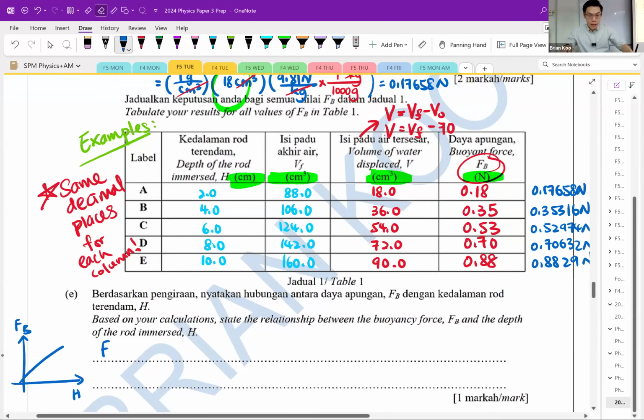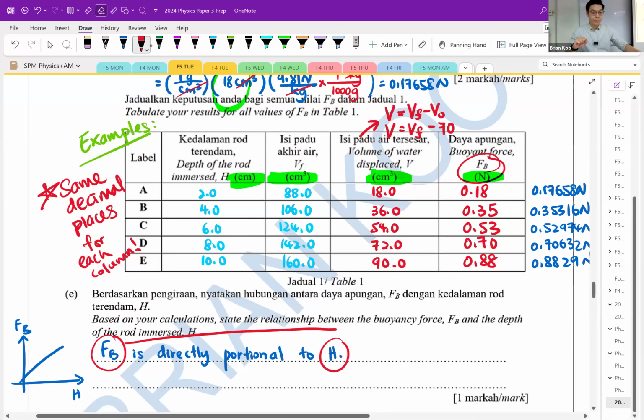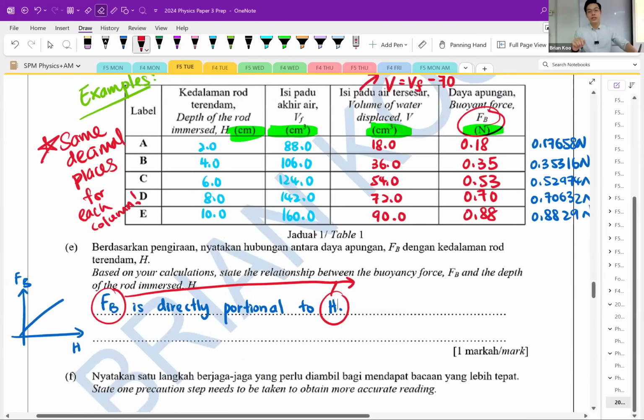FB is directly proportional to h. Remember it's the responding variable first, the y-axis first. Can you use the symbol or not? Can. Because in your graph also, you just use the symbol.